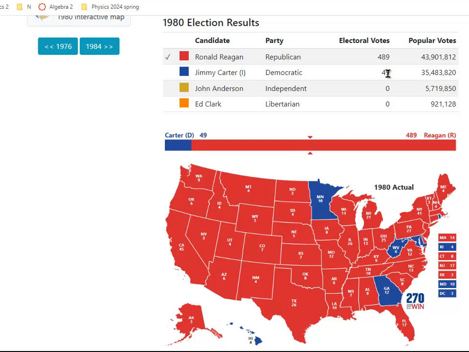So even though Jimmy Carter still had in the neighborhood of 40% of the vote, he only got 10% of the electors, because again, that's the law in the United States. And John Anderson didn't get anything despite having 5 million votes.